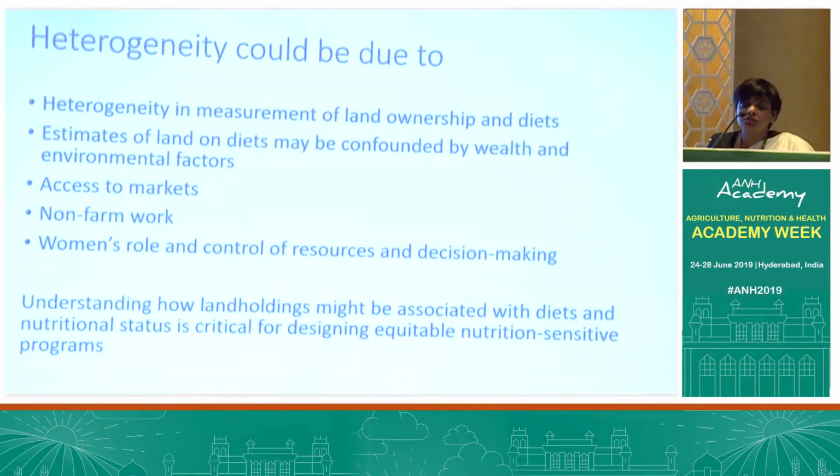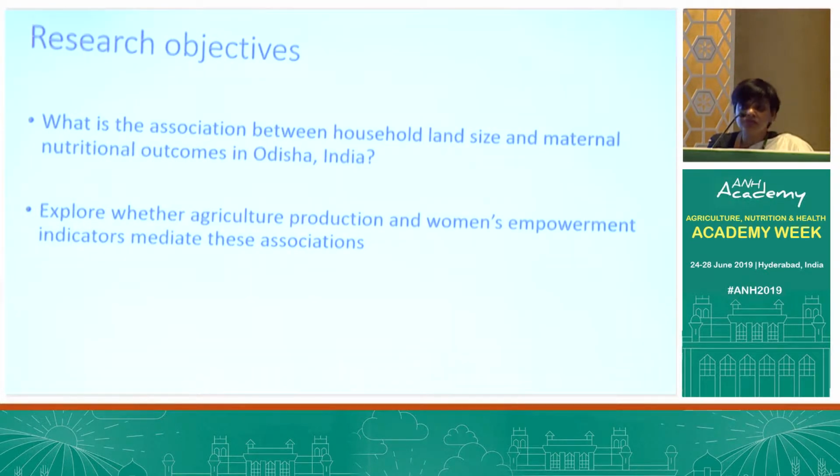If there's one thing these reviews have shown consistently, it is that women's empowerment and decision making are profoundly important for nutrition outcomes. So we wanted to understand how land holdings and land ownership might be associated with diets and nutrition status, because this is critical for designing equitable nutrition-sensitive agricultural programs. Therefore, the research objectives are to examine the association between household land size and maternal nutrition outcomes in Odisha, India, and to explore whether agricultural production and women's empowerment indicators mediate these associations.